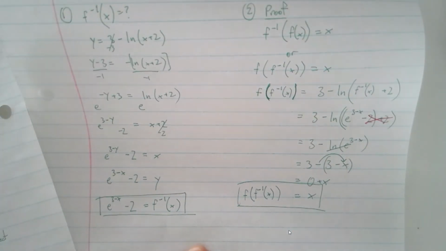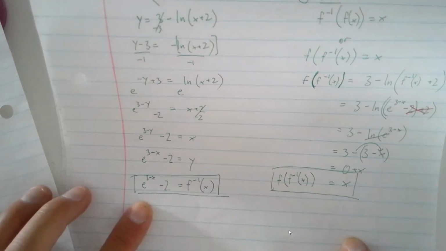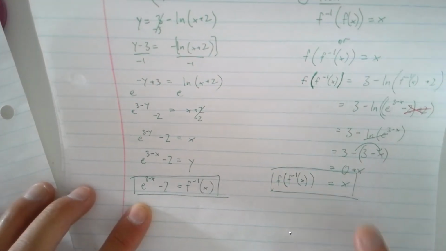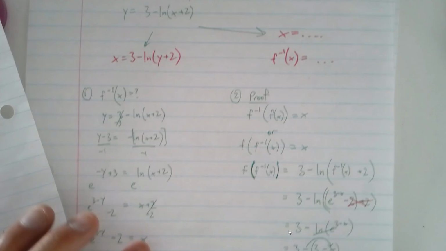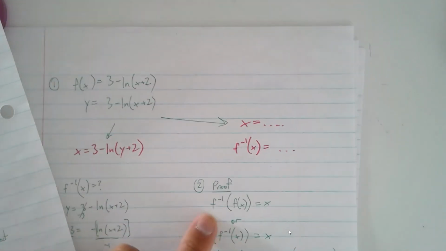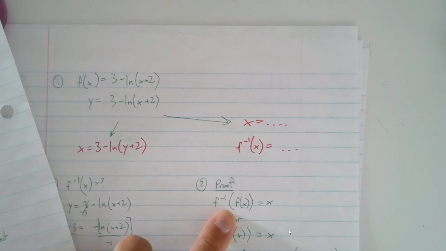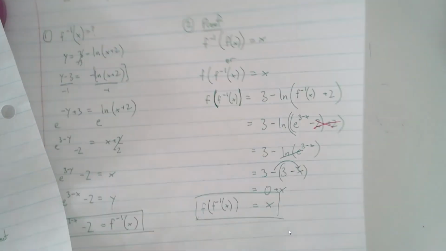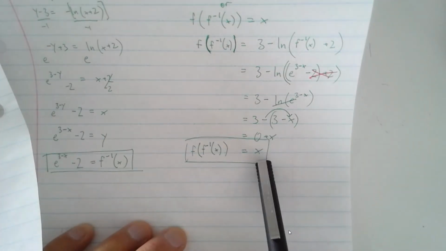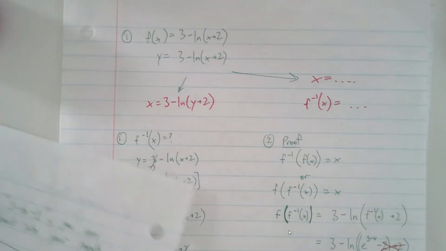So does that prove to me that I had the right inverse function? Yes, without a doubt, it does. I'm not going to do it the other way, where you do the inverse function of x of f of x. It's sort of the same thing. But you should end up with, if you do the math correctly, x. Okay?